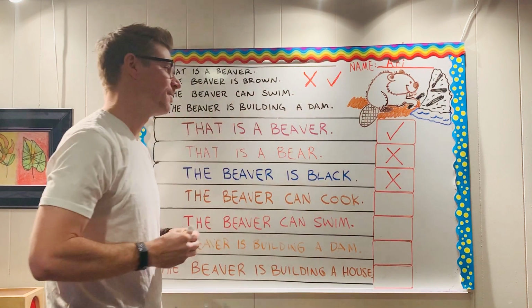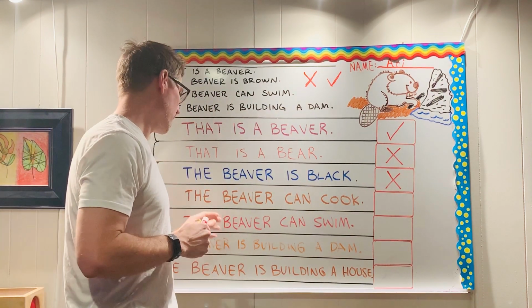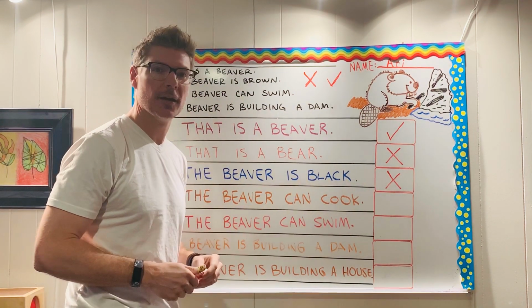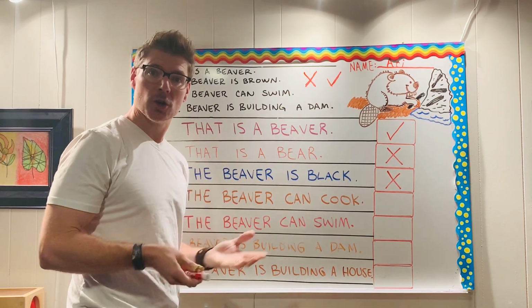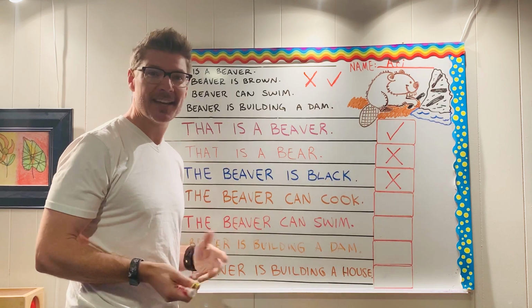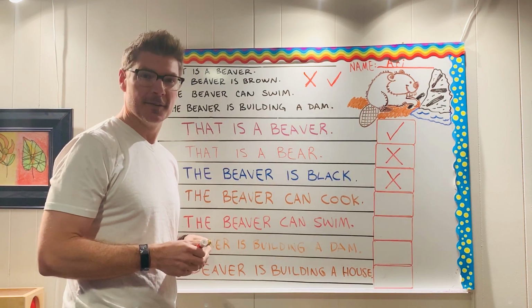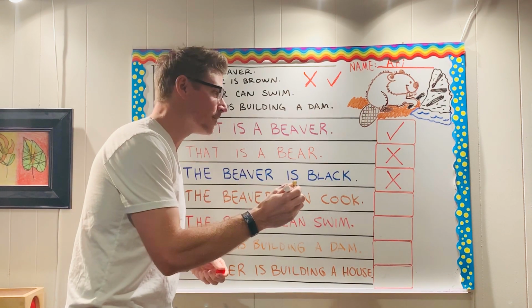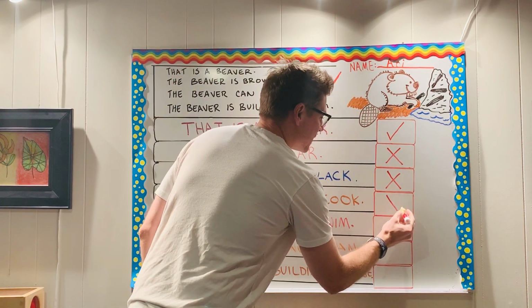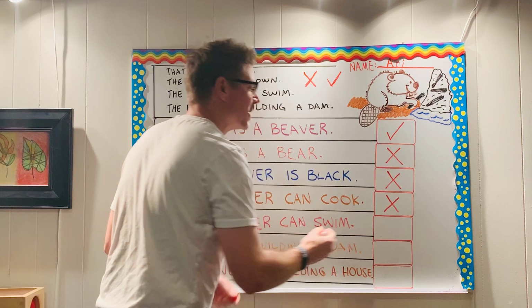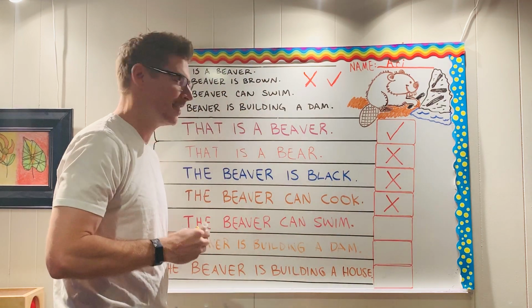Another X. Next one. The beaver can cook. You know, cook meals, make spaghetti, maybe some toast. The beaver can cook, right? No, of course not. The beaver can't cook. That is not part of the story. The beaver is busy doing something, but he's definitely not cooking.